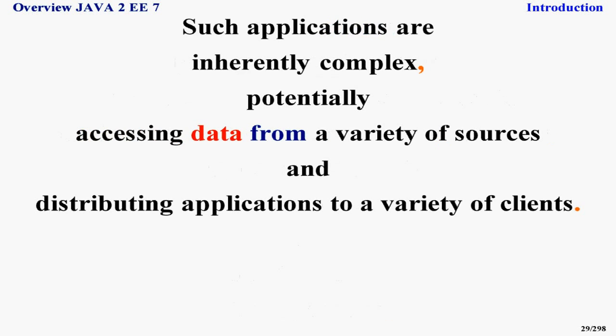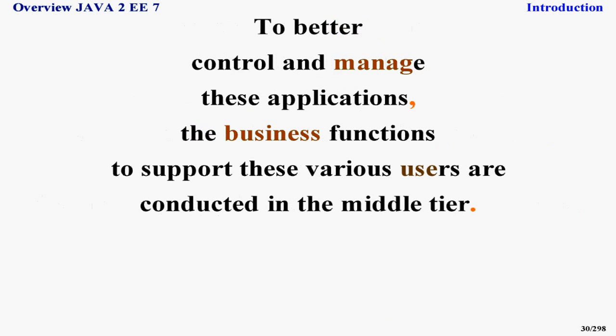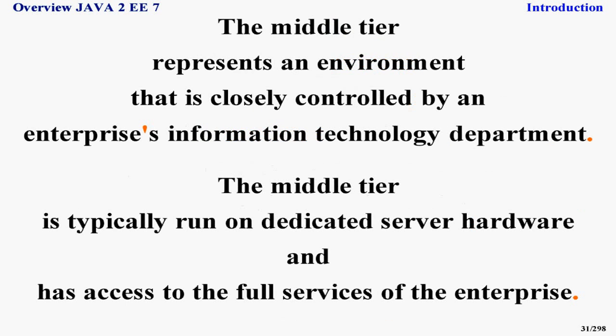Such applications are inherently complex, potentially accessing data from a variety of sources and distributing applications to a variety of clients. To better control and manage these applications, the business functions to support these various users are conducted in the middle tier. The middle tier represents an environment that is closely controlled by an enterprise's information technology department. The middle tier is typically run on dedicated server hardware and has access to the full services of the enterprise.